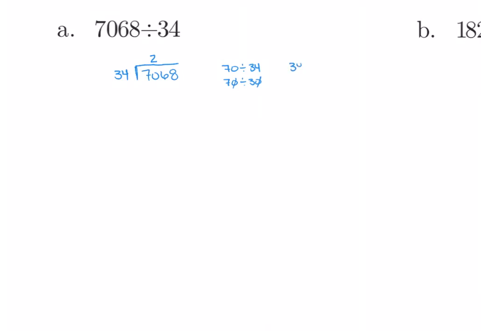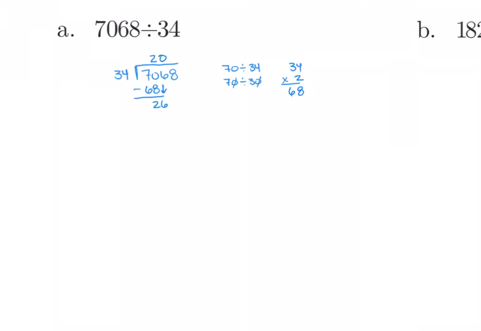34 times 2. We get 2 times 4 is 8. 2 times 3 is 6. Subtract, we get 2. We bring down the 6. Now this is what we're talking about. 26 is smaller than 34. But the thing is, once you start bringing down digits, you always have to divide, multiply, etc., unless it's a 0. So I bring down my digit, I need to answer the question, how many times does 34 go into 26? 34 goes into 26 0 times.